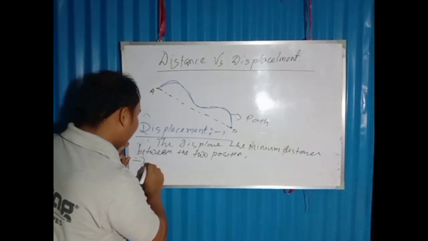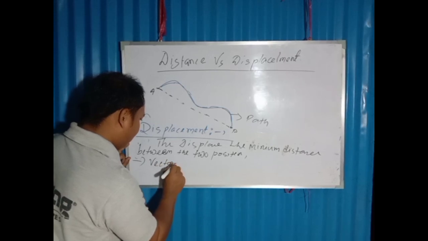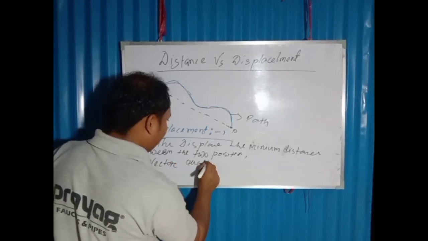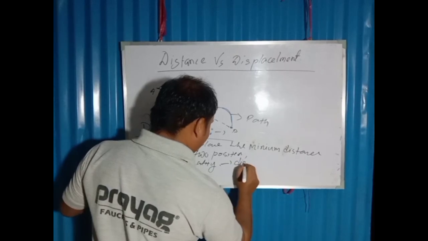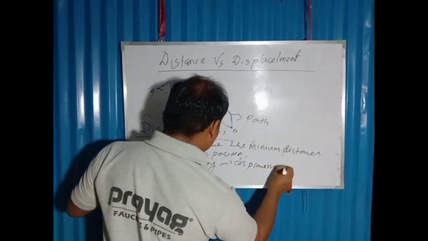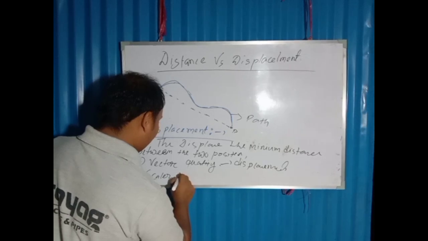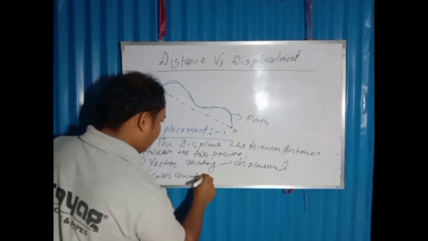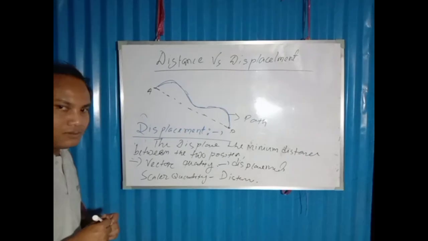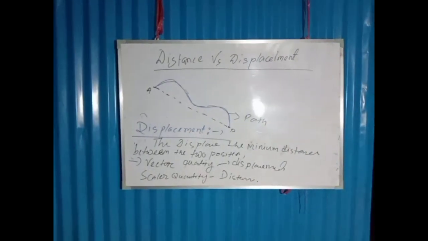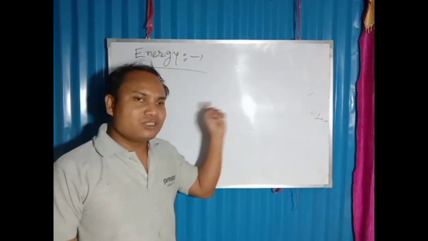So we call it a vector quantity. Displacement is a vector quantity, but distance is a scalar quantity. Okay. Go on, next topic.